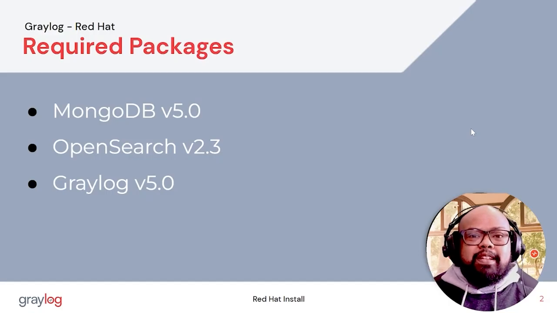Before we begin, let's go over some of the required packages. That includes Mongo version 5, OpenSearch version 2.3, and Graylog version 5, and we're going to be installing in that order. So let's go ahead and get started and install Mongo.